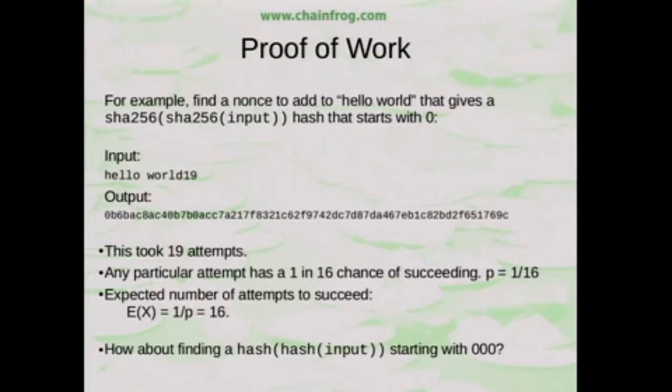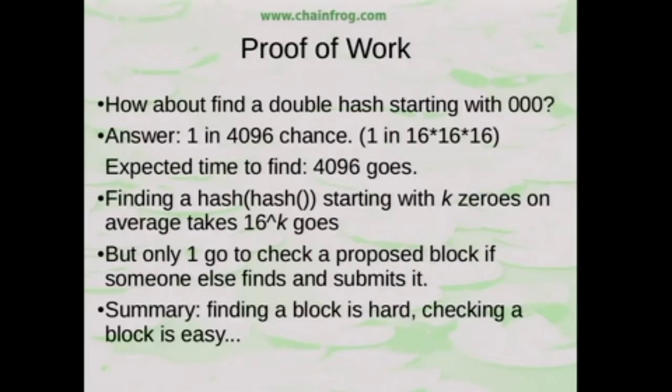So if you wanted a hash input starting with 3 zeros, you can work out what's the probability of succeeding there. And the answer is 1 in 4096. So you can see as you look for more zeros in front, the chance of finding a hash of the input starting with that many zeros is going to be 16 to the power of k goes.